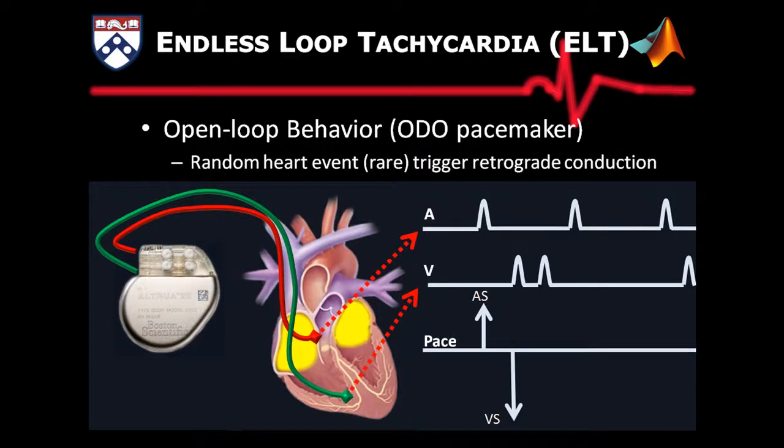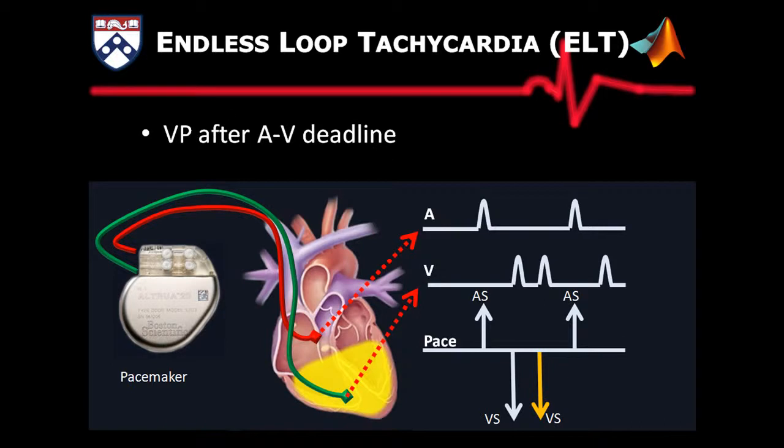In any heart, even a healthy one, random heart events can happen in the ventricles. As we can see from the figure, the signal called PVC triggers a backward conduction from the ventricle to the atrium, triggering an atrial contraction. Without a pacemaker, the signal has no bad consequences. However, with a pacemaker, the atrium sense triggered by the atrial contraction will trigger a ventricular pace after the programmed AV interval.